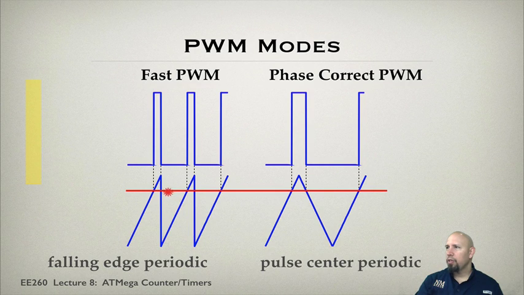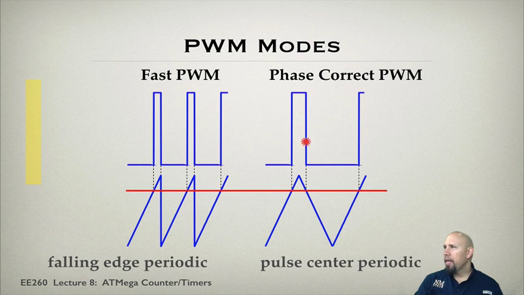And so if this value is lower or higher, it will affect the width of the pulses. The phase correct pulse width modulation, on the other hand, instead of counting just up and then resetting, actually counts up, then counts down, then counts up, and then counts down, and so forth. And when you're above a value, you get a pulse of a particular width. So this is pulse width modulation, the two different kinds of modes.